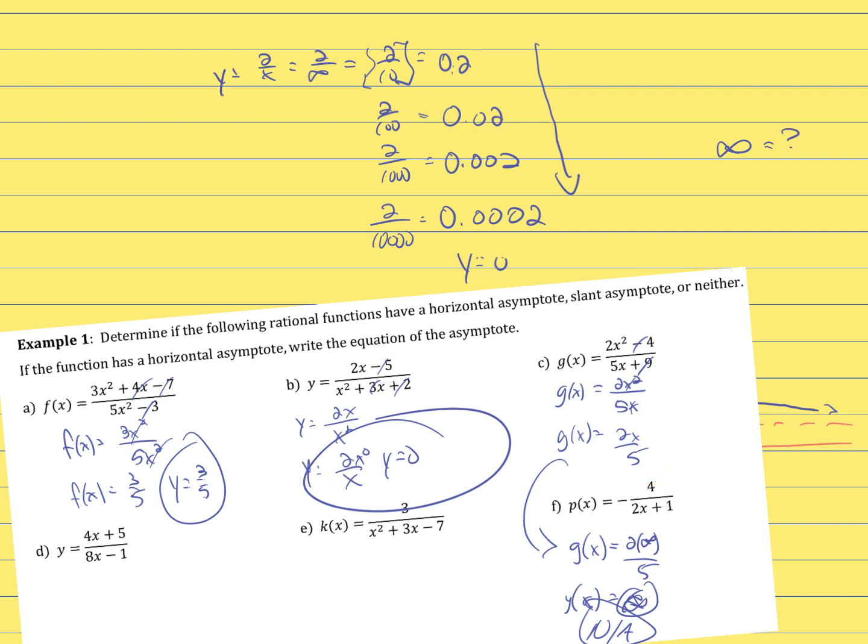Overall, I hope this explained what horizontal asymptotes at least are and how they're found. We'll investigate these more in the future.